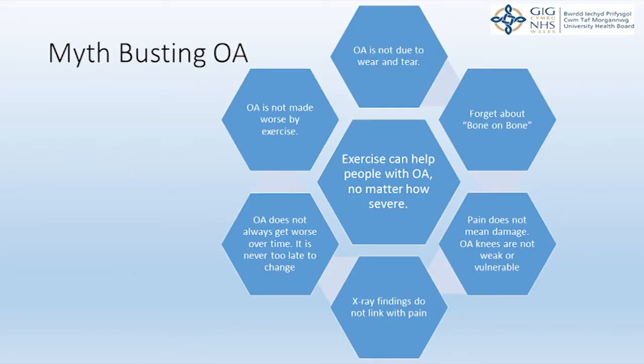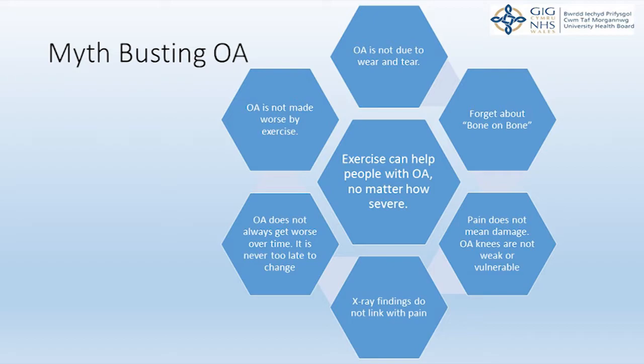We've already started myth busting on the previous slides, and it is important to understand what is true about OA. OA is not due to wear and tear. We need to forget about labels like bone on bone. They're not helpful. Pain does not mean damage, and OA knees are no more weak or vulnerable than healthy knees. X-ray findings do not link well with pain. OA does not always get worse over time, and it is never too late to change. OA is not made worse by exercise.